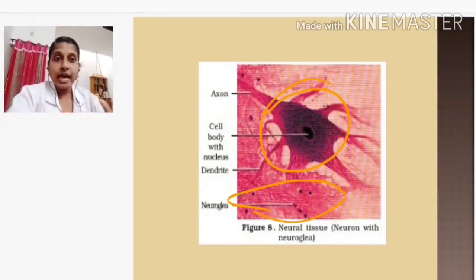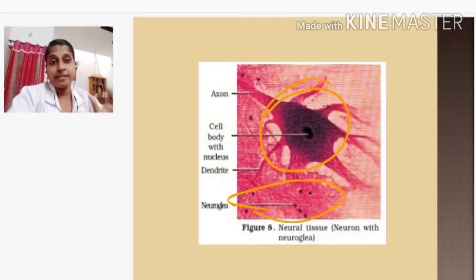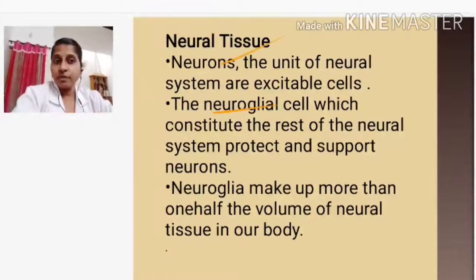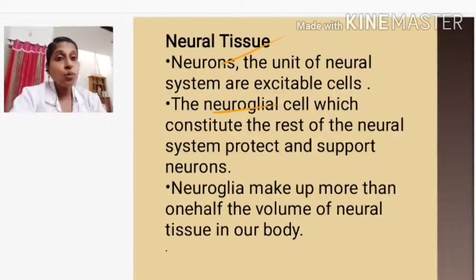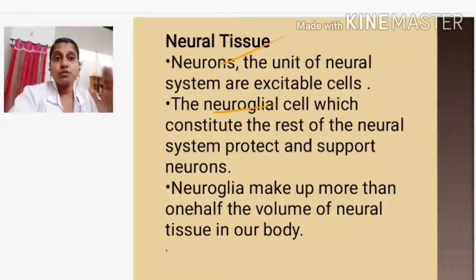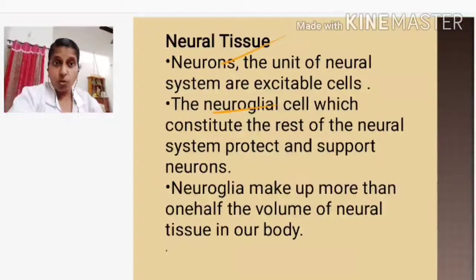So all together we group them under neural tissue, right? So neurons are the unit of the nervous system which are excitable, meaning they are the only ones receiving our stimulus and carrying the stimulus from different parts of our body, and they are only responsible for our responses. Okay, so that is neurons.